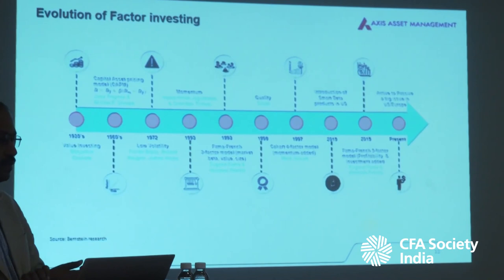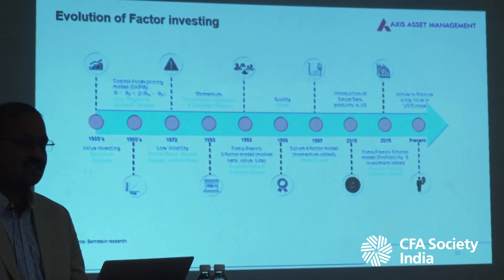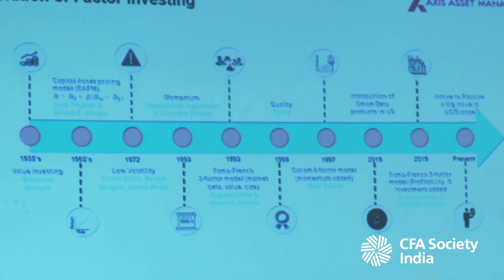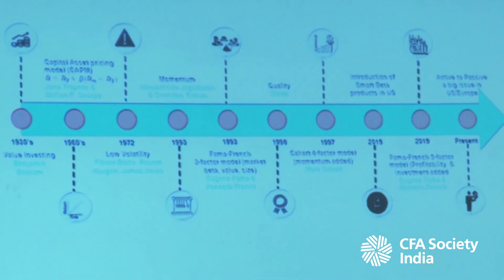Now, the factors then roll up into different styles, and some of these styles are self-explanatory, right? There are popular styles, and this goes back a long way. So the first style of investing was value investing, which started in the 1930s, and subsequently, there have been a lot of styles that have been identified by practitioners and academicians.